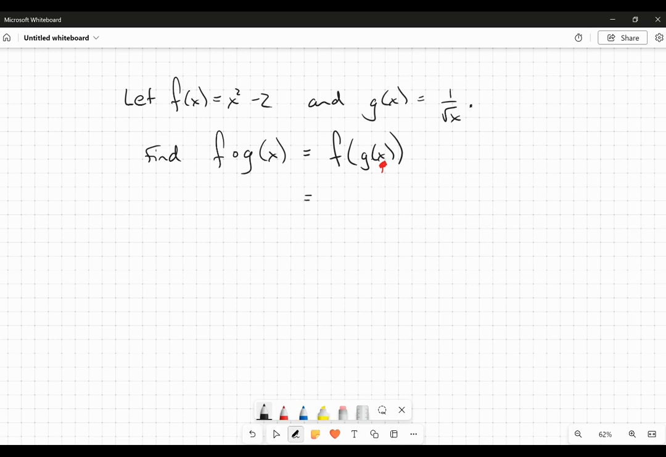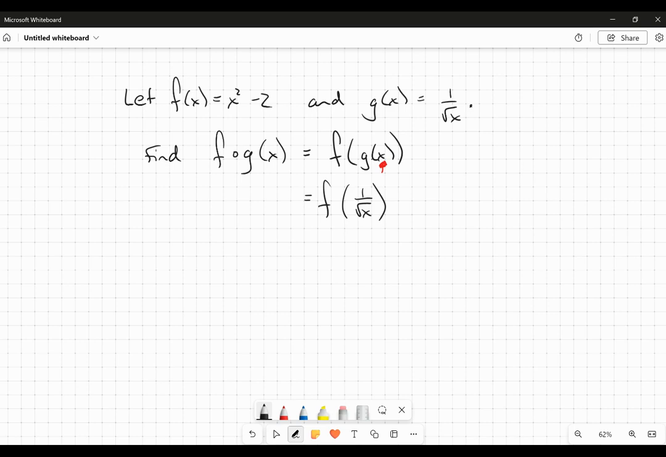What I mean by this is I'm going to start from the inside out here. I'm going to replace g of x with its function. So g of x becomes 1 over the square root of x. Now, that is in the place of the independent variable in the function notation.